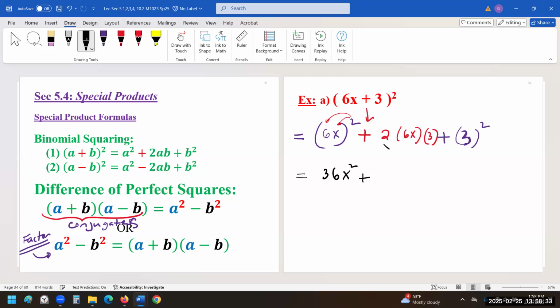And in here, we have three numbers multiplying. 3 times 2 is 6. 6 times 6 is 36. Plus 9. That's it.